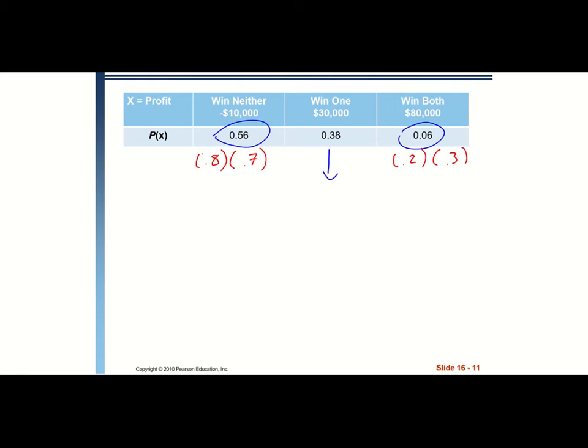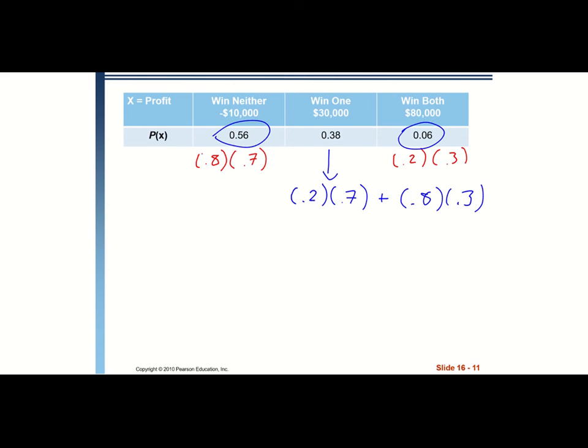The last way we can do it, which is a little more complicated, but it's good to know how to do it, winning one, which means it's either going to win the first, 0.2, and lose the second, all right, or, so plus, it's going to lose the first, 0.8, and win the second. Okay, and if we take those, we add them together, we're going to get 38%.